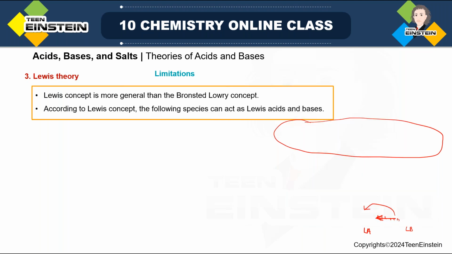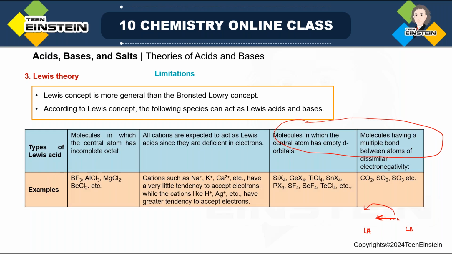So the Lewis concept is more general than the Bronsted-Lowry concept. That is understood. According to this concept, the following species can act as Lewis acids and bases. Here we have taken a total of 4 columns for the types of Lewis base, Lewis acid and the corresponding examples. So, types of Lewis acid, number 1 category, what do we have?